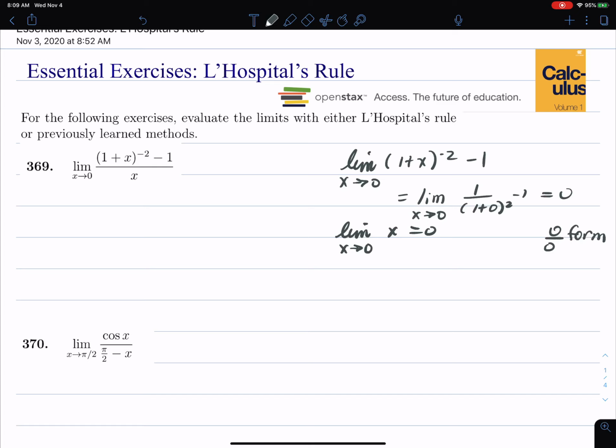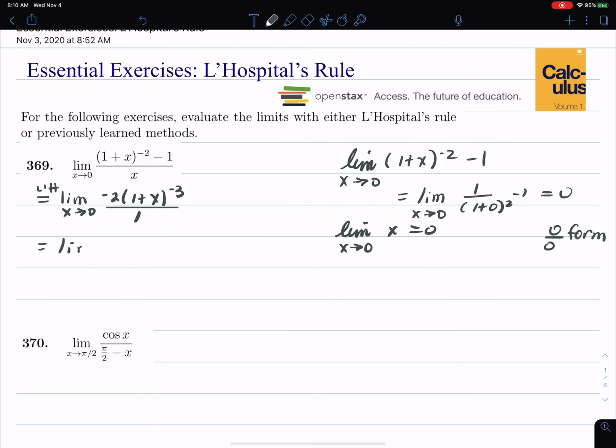What we can do then is apply L'Hopital's rule, which says that if we have a case like this where the limit of the numerator is 0 and the limit of the denominator is 0, then we can take the derivative of each of those. And so the derivative of (1 plus x) to the minus 2 is minus 2 times (1 plus x) to the minus 3. And then the derivative of negative 1 is 0. And in the denominator, the derivative of x is 1.